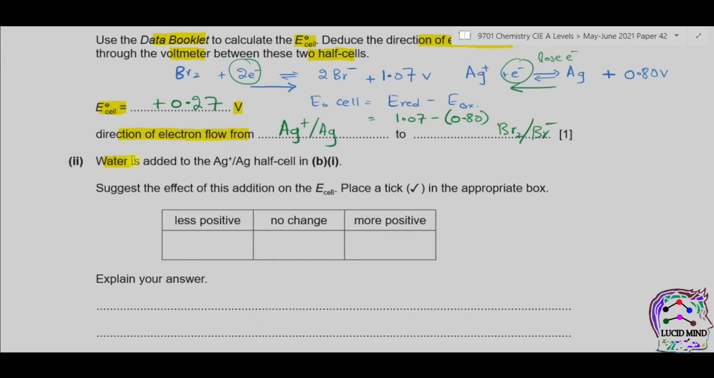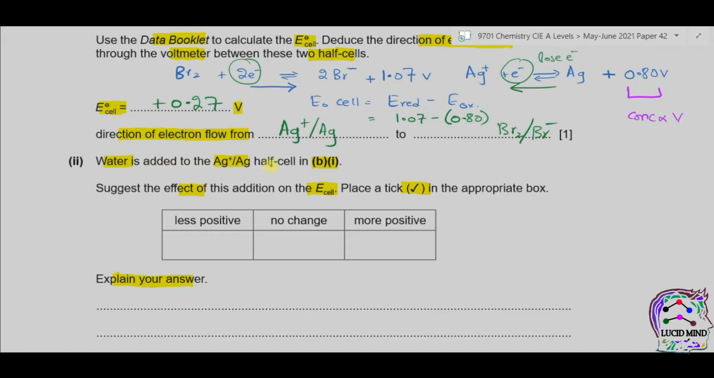Part 2, water is added to Ag+ Ag half cell in B part 1. Suggest the effect of this addition on the E naught of cell. Place a tick in the appropriate box and then explain your answer. Now we can see that the voltage depends on the concentration. Greater the concentration, greater will be the voltage, less the concentration, less will be the voltage.